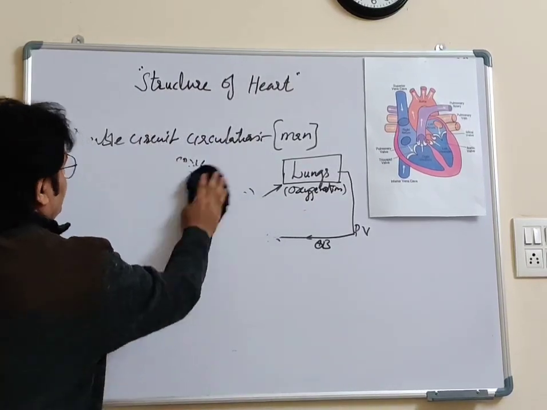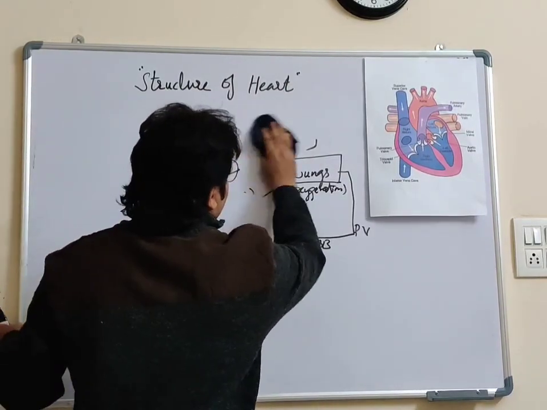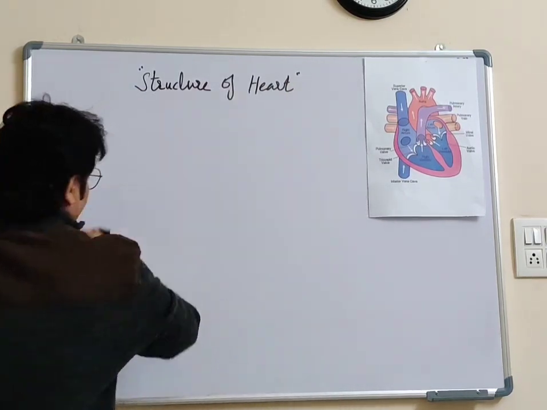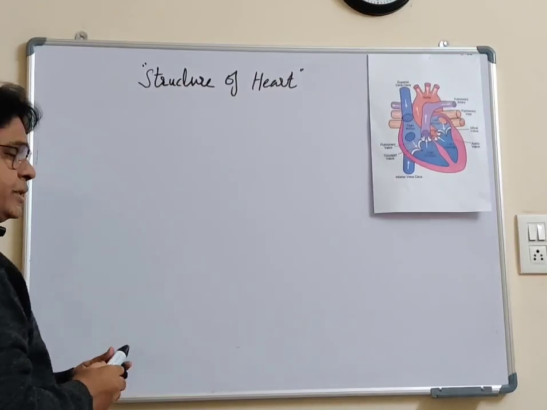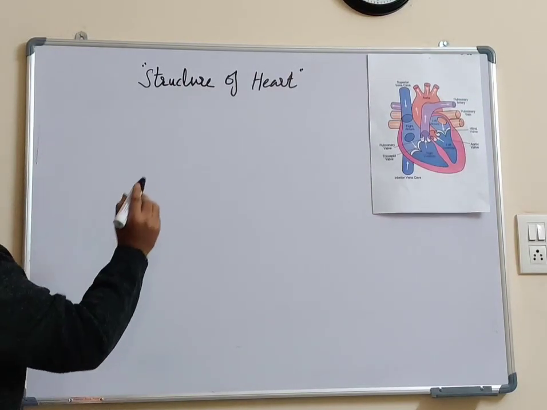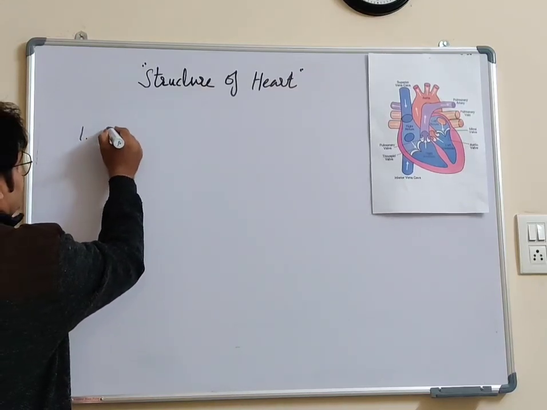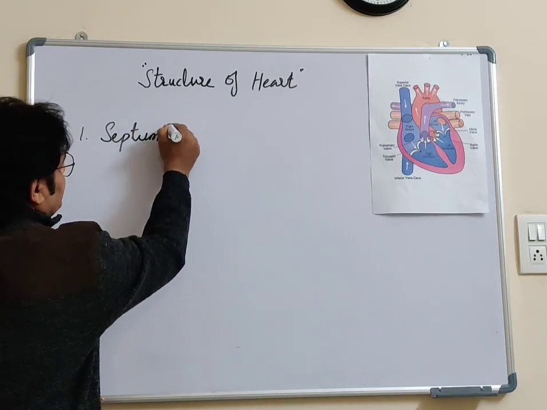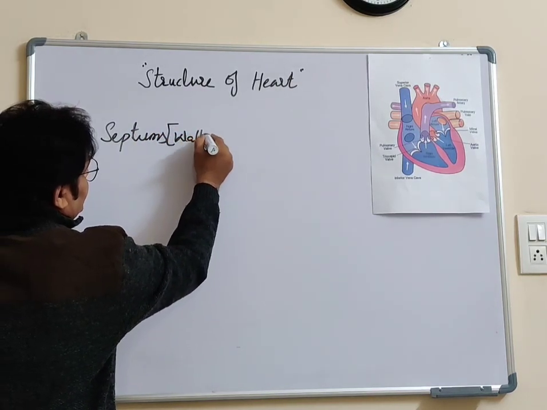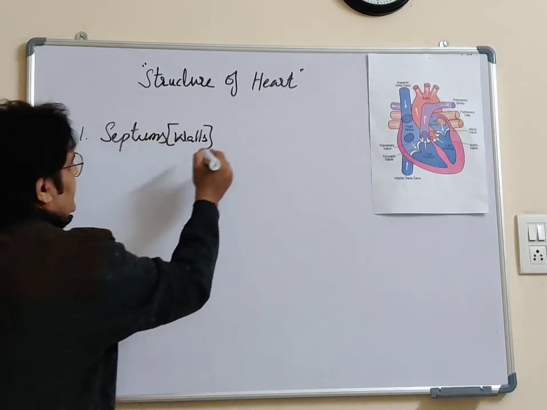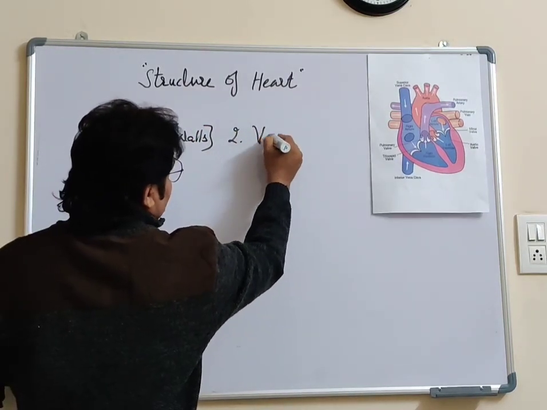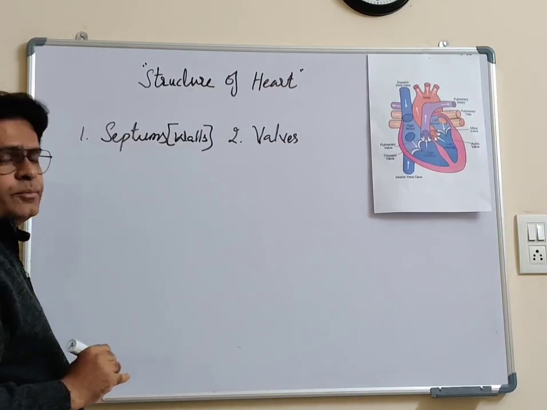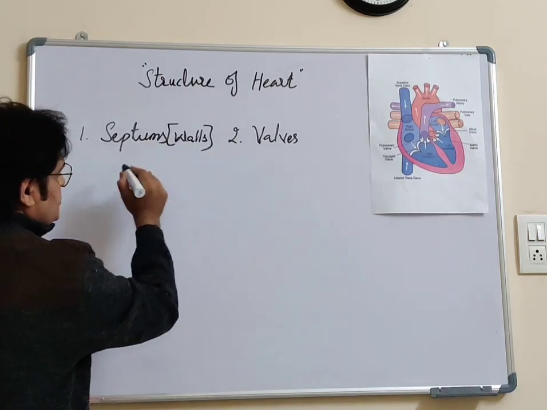Next, we will do the internal structure of the human heart. In the internal structure of the human heart, we have to explain two things. The first one is septum. What does septum mean? Walls. Now, what is the second one we have to explain? Valves. These are the two things in the internal structure of the human heart: septums and valves. I will explain these two.